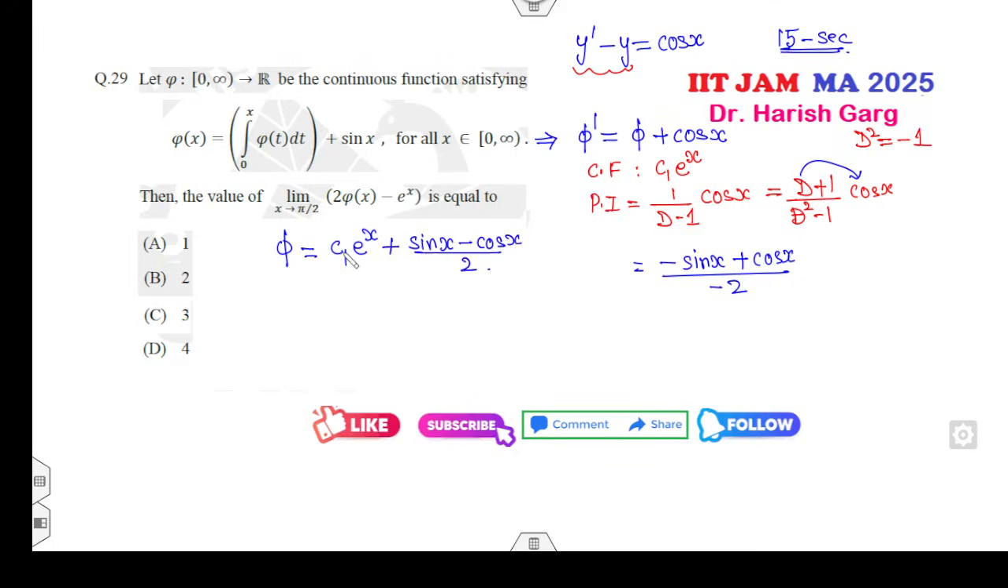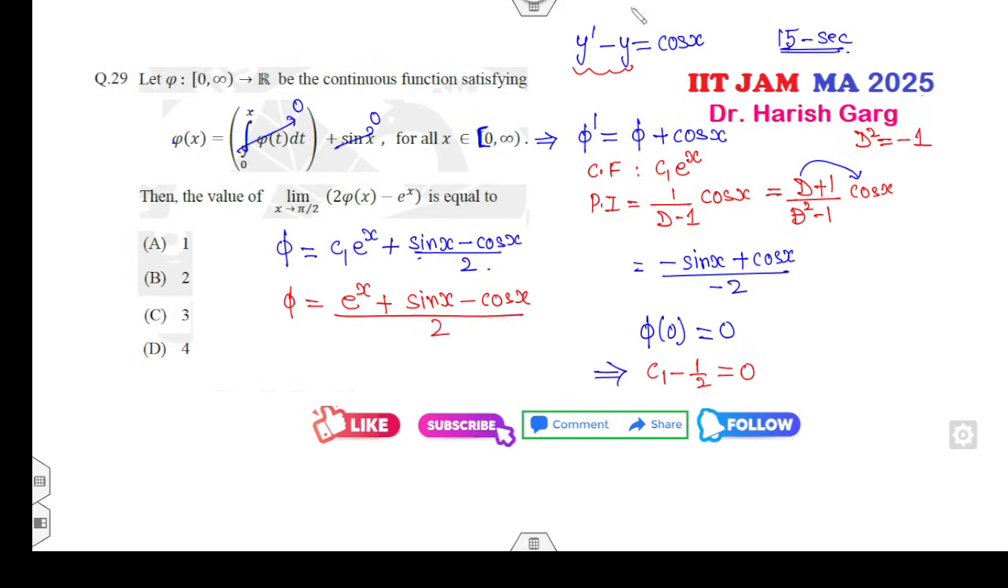How do you find the value of c1? We need one initial condition. What is phi of 0? Because 0 is a closed interval, the integration from 0 to 0 will be 0, and sine of 0 will be 0. Now if you substitute in the given expression, that will be c1 minus half is equal to 0. So c1 will be half. So your final expression is phi equals half e raised to power x plus sine x minus cos x by 2.